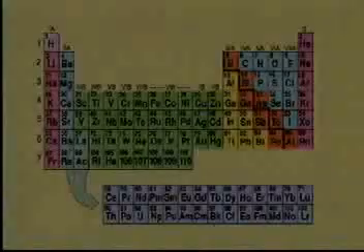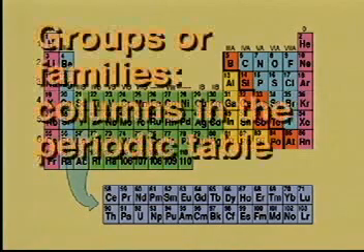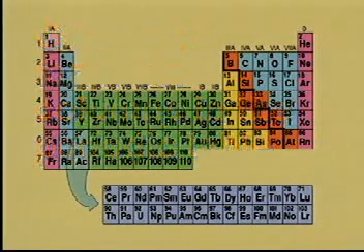You will notice that the periodic table is organized in a grid with rows and columns. There are 18 columns called groups or families. These groups or families have elements that possess many similar chemical and physical characteristics that we will explore later.